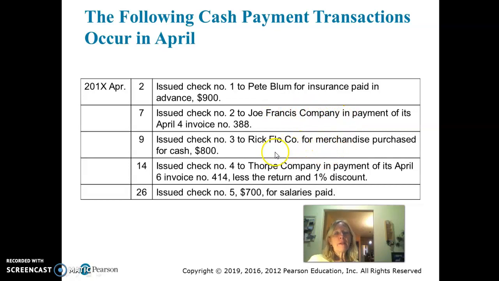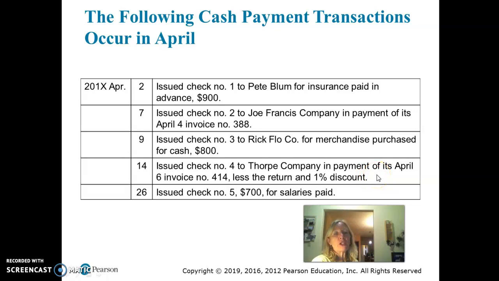And then this one says issued check number 3. Whenever you're issuing a check, your cash is decreasing, so you already know that is going to be your credit. For merchandise purchased for cash, in this case merchandise inventory would be debited because you bought more inventory, and your cash would be credited. And then on April 14th, issued check number 4 to Thorpe in payment of its April 6th invoice, less the return and a 1% discount.